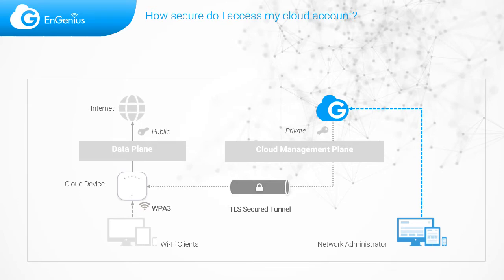How secure do I access my cloud account? First, it needs to be clear that anyone can make a cloud account on the EnGenius Cloud. A cloud account is personal and associated to your email of choice. This is normally secured with your personal password. Additionally, you can add a two-factor authentication layer over your account with the Google Authenticator app. This gives an extra security layer to your account where you use the app on your mobile phone to grant access.